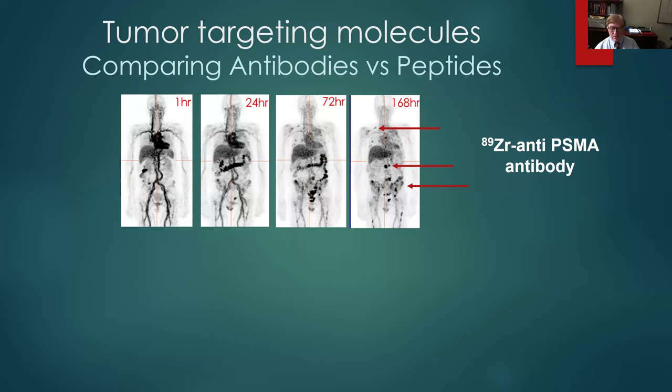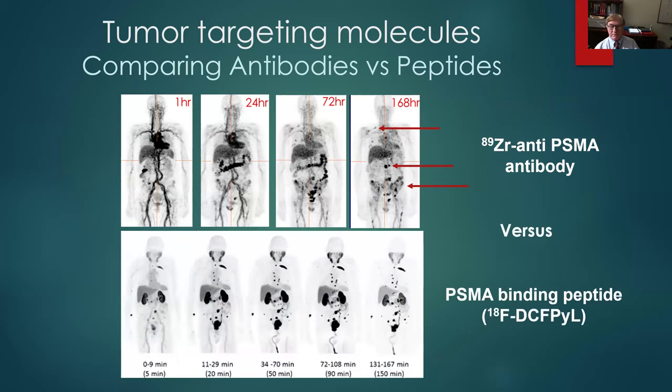Now let's compare that to a different patient, one that had received an FDA-approved PSMA-targeting peptide, in this case PYL. Tumor targeting is visible. Look at the timescale here of this sequence, and it was very different from the antibody. And what you notice is that tumor targeting is visible in under 1 hour in these images, and that there's rapid clearance from the blood pool and from the rest of the body, allowing the contrast to be much more visible much earlier.